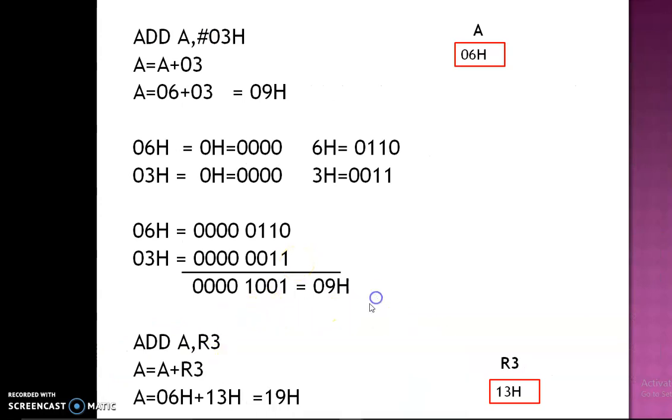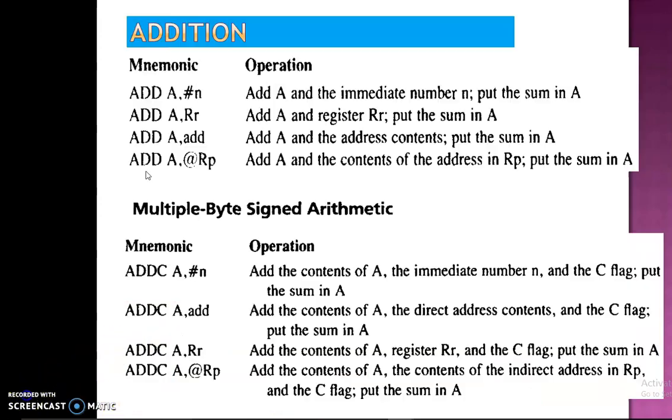So see here, ADD A comma R3. So the accumulator data must be added with the R3 register data, then the result is stored in the accumulator. So let us take R3. R3 is the register, data is 13H. So you have to add the accumulator, take this accumulator content 06 and R3 content 13. So you are adding A plus R3, nothing but 06H plus 13H. You will get 19H as a result, that is stored in the accumulator. So this is the second combination. So for the third combination, here you can take any address.